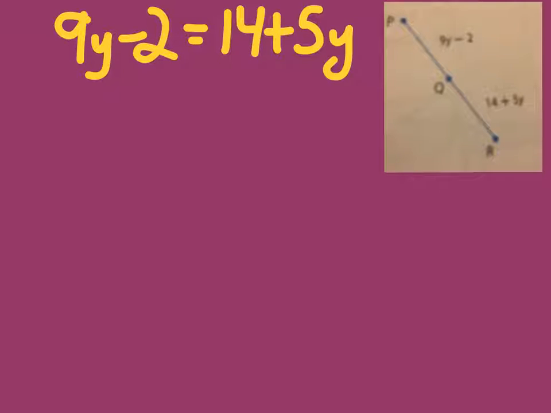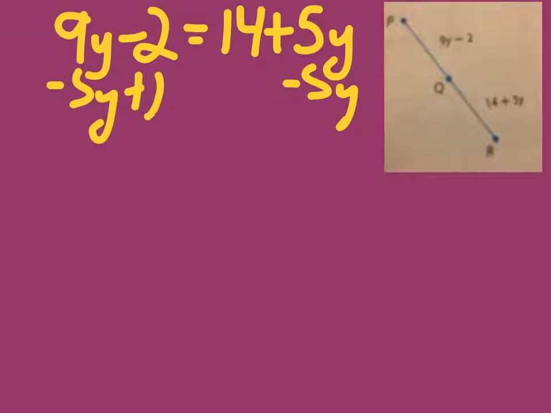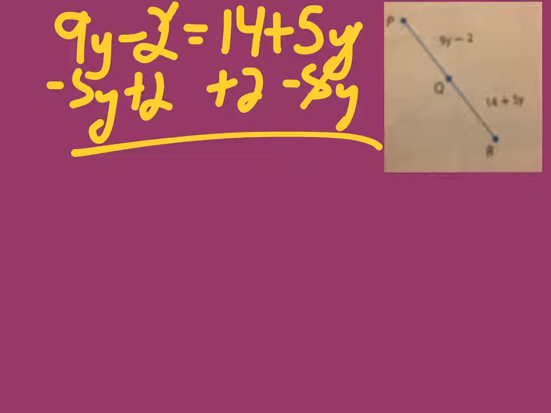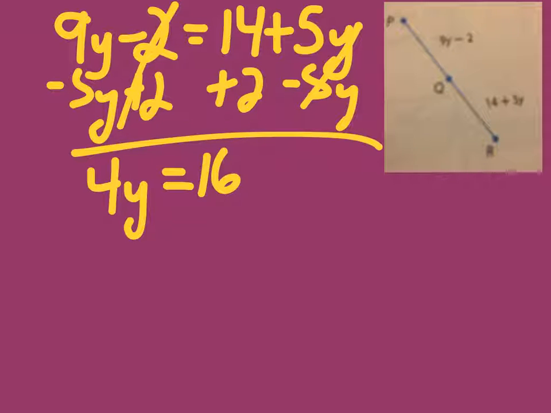Now help me solve for y. You're going to subtract 5y, you're going to add 2, then this is going to cancel out, this is going to cancel out. You're going to get 4y is equal to 16. Divide by 4, you'll get y is equal to 4.